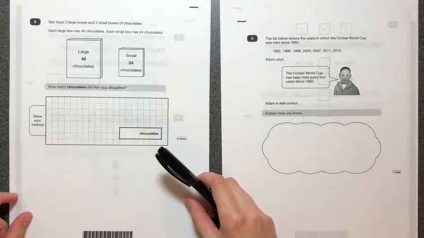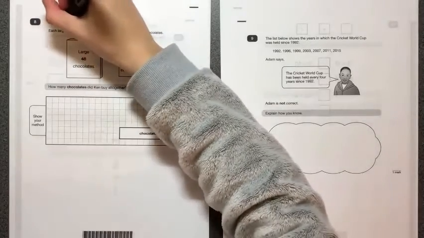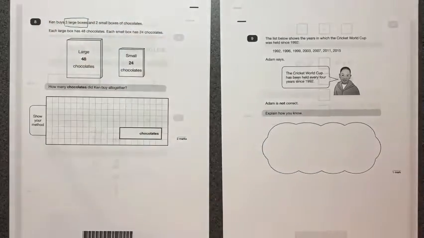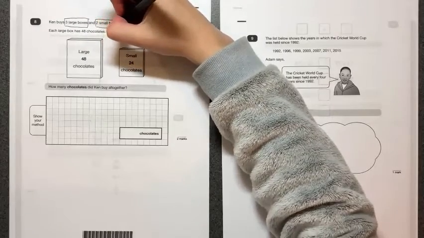Question 8. Ken buys 3 large boxes and 2 small boxes of chocolates. Each large box has 48 chocolates. Each small box has 24 chocolates. How many chocolates did Ken buy altogether? Ken buys 3 large boxes. We're just going to draw a box around that, and 2 small boxes.